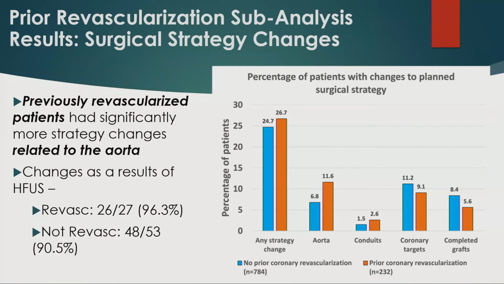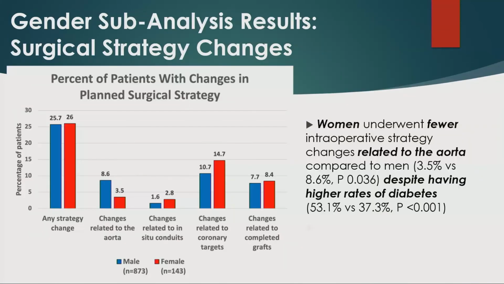For prior revascularization, and again, the definition of this is principally PCIs, there were some redos, but most of these were PCIs. And of note, previously revascularized patients did have significantly more strategy changes. Again, this was related to the aorta in about 97% of the time. But even though patients with prior PCIs or multiple interventions might have more diffuse disease, that was the only significant change of surgical strategy for this subgroup of patients.